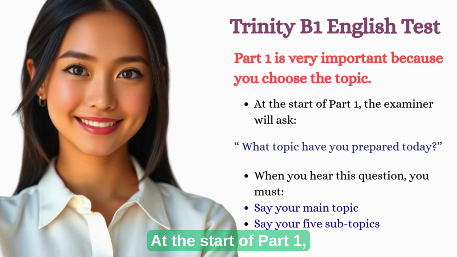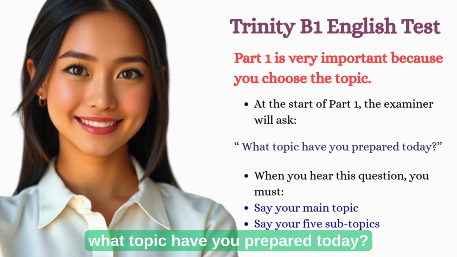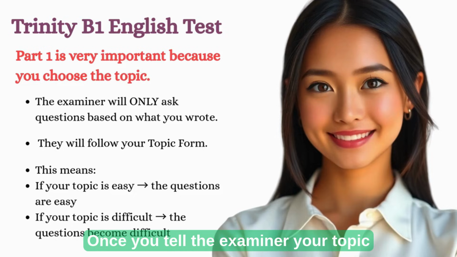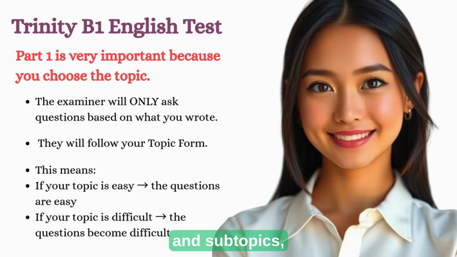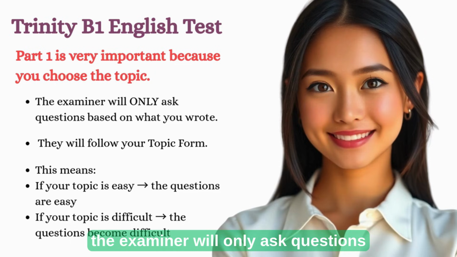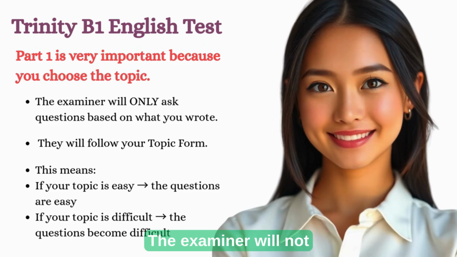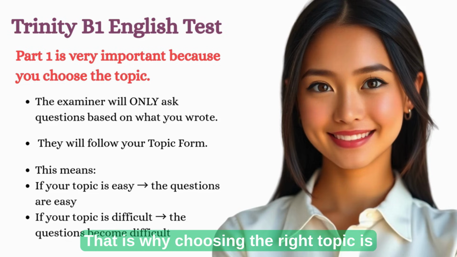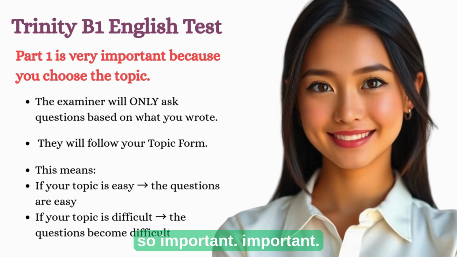At the start of Part 1, the examiner will ask, "What topic have you prepared today?" When you hear this question, you must say your main topic and say your 5 subtopics. Once you tell the examiner your topic and subtopics, the examiner will only ask questions based on what you wrote. The examiner will not ask random questions. They will not change the topic. They will follow your topic form. This means if your topic is easy, the questions are easy. If your topic is difficult, the questions become difficult. That is why choosing the right topic is so important.